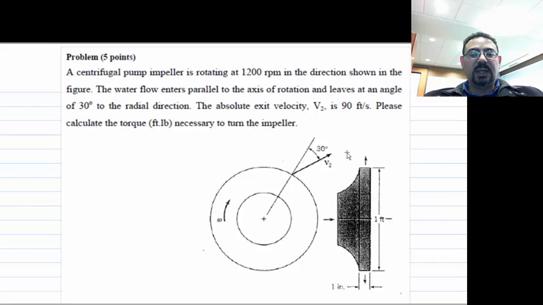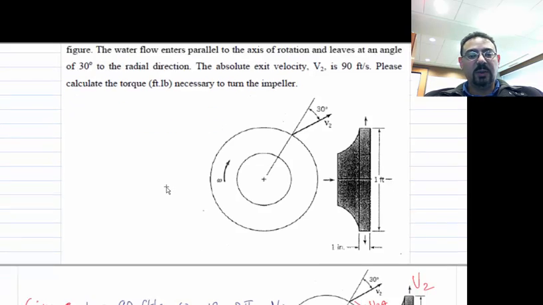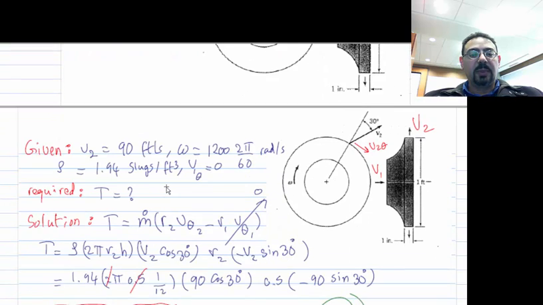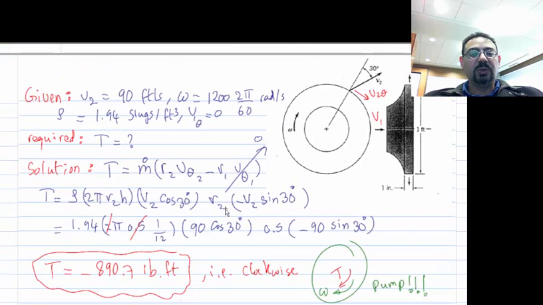The exit velocity is V2, absolute velocity, and it's making 30 degrees with the radial direction, and that value is 90 degrees. And you want to calculate the torque, and you give us the dimensions over here. So to calculate the torque, you should always think about one equation for turbomachines. What's that equation? Torque equals m dot times (r2 V theta 2 minus r1 V theta 1). This is the equation that we're going to use to calculate the torque.